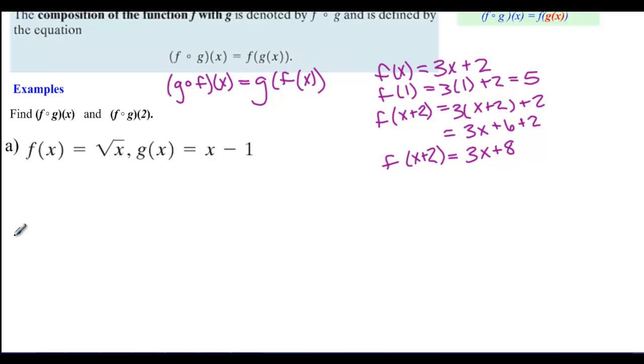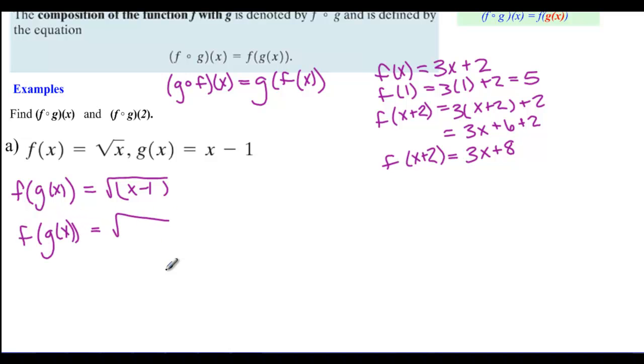So let's look at this first example. f of x equals the square root of x, g of x equals x minus 1. It's asking us to do f of g of x and f of g of 2. So for the first one, I'm going to think of it as f of g of x, with the parentheses. And like you would do with order of operations, you start in the middle and you work your way out. So we're going to be plugging into f of x, which says take the square root of whatever's in here, and g of x equals x minus 1. So we're getting that f of g of x equals the square root of x minus 1.